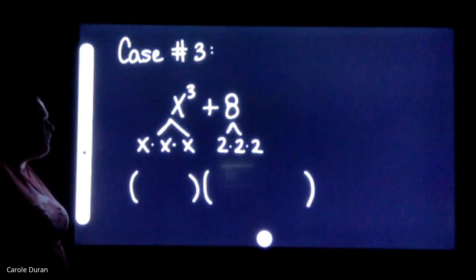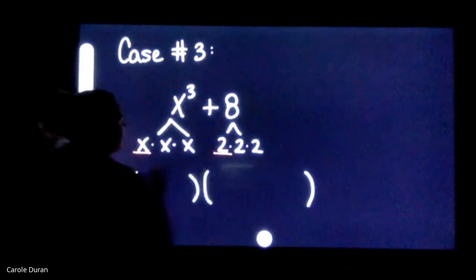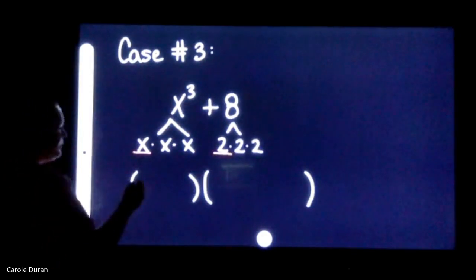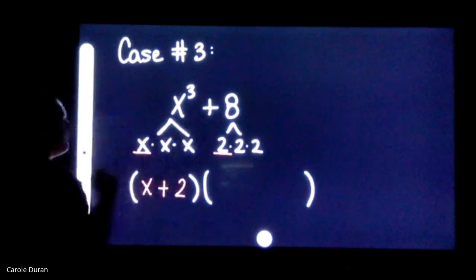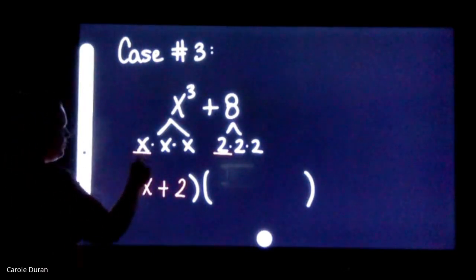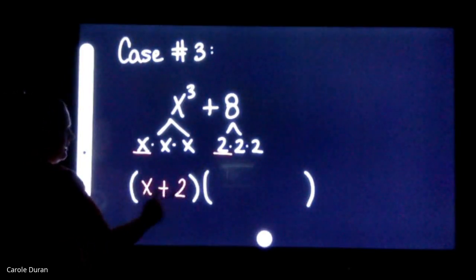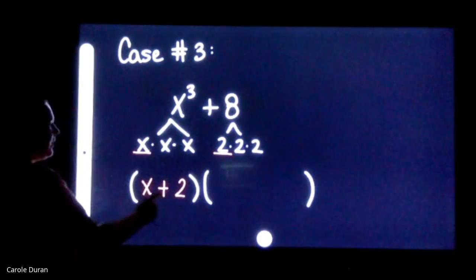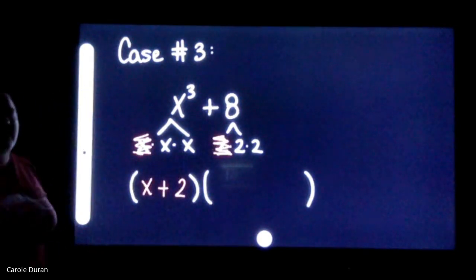Okay. So the first thing we do is we take one of each of our factors and we put them in our first parentheses with the original sign from the problem. So my first factor is going to be x plus 2. I took one of the roots from my first term and one of the roots from my second term and used the original sign from the problem. Once I've used these, they are gone. I cannot use them anymore.